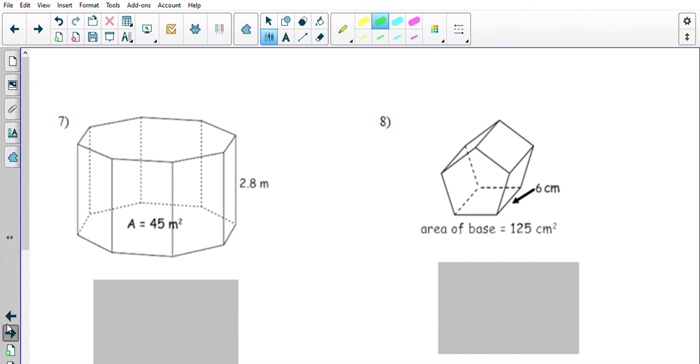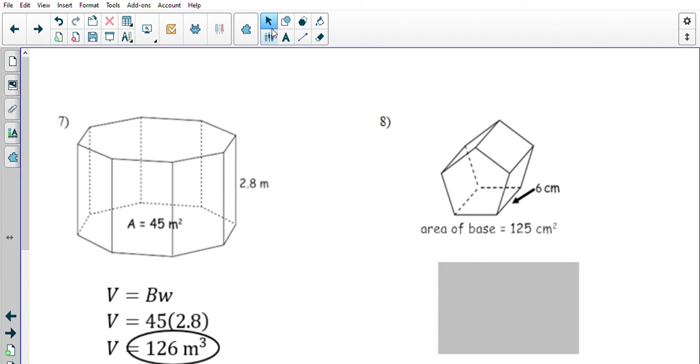All right, let's take a look at numbers 7 and 8, our last two problems. These are actually easier than the previous ones, as you might be able to tell from the smaller boxes here. But this happens to be an octagonal prism, so we're still going to use volume equals capital B times W. Capital B in this case is the area of the base, and they give that to us. That's 45. The width is going to be the distance between your two octagons, which happens to be 2.8. So we take 45 times 2.8 to get a volume of 126 meters cubed.